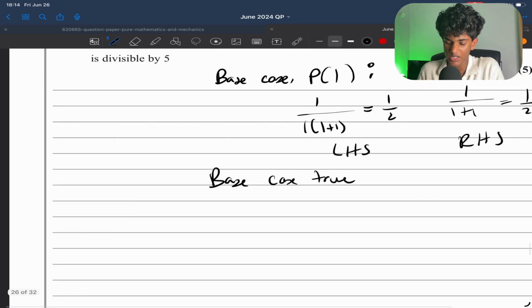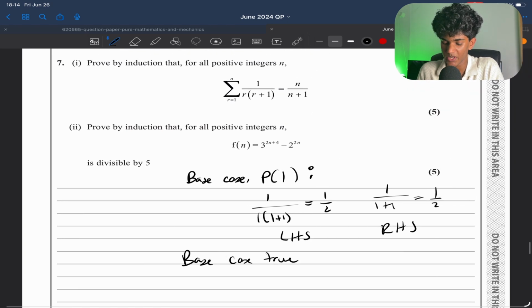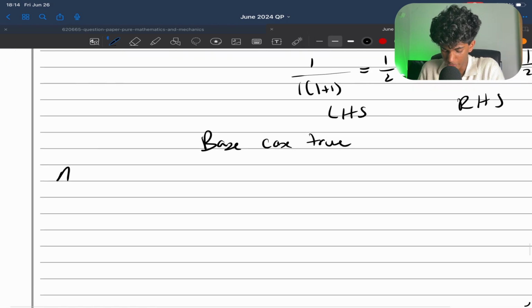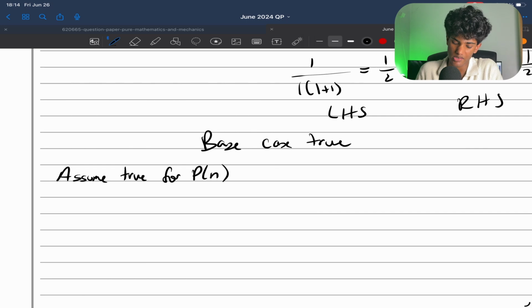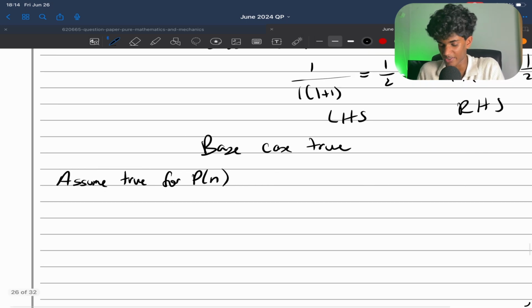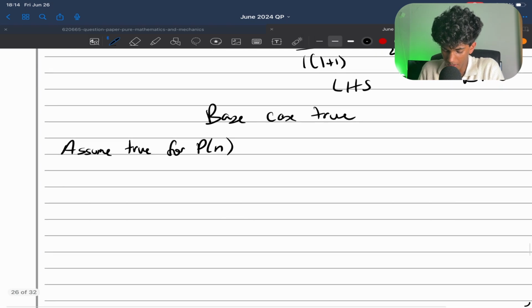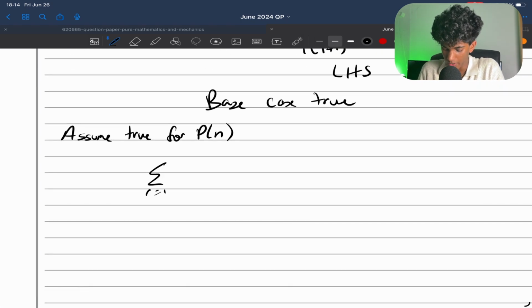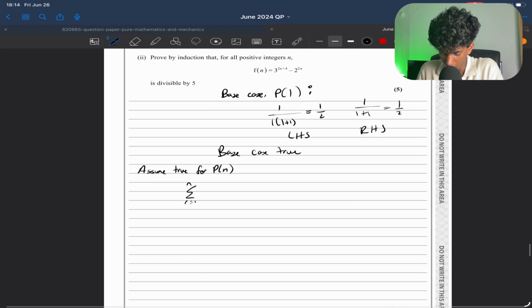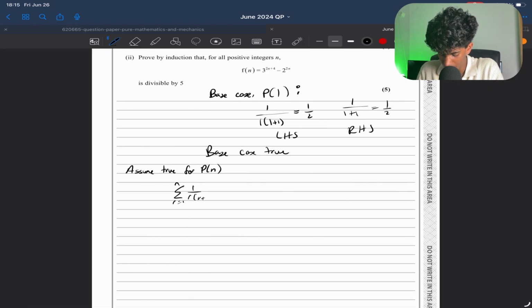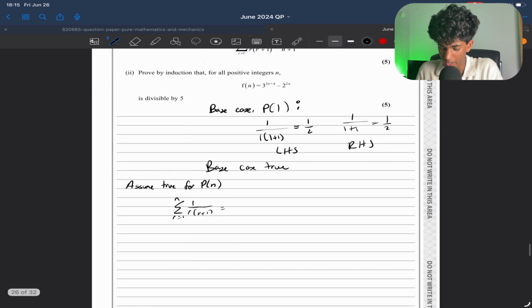Now, we need to assume that it's true for p of n. Assume true for p of n. You need to be careful in these questions because they're really strict on the way you word things. You need to be precise. Okay, assume true for p of n. The sum from r equals 1 to n of 1 over r times r plus 1 is equal to n over n plus 1.